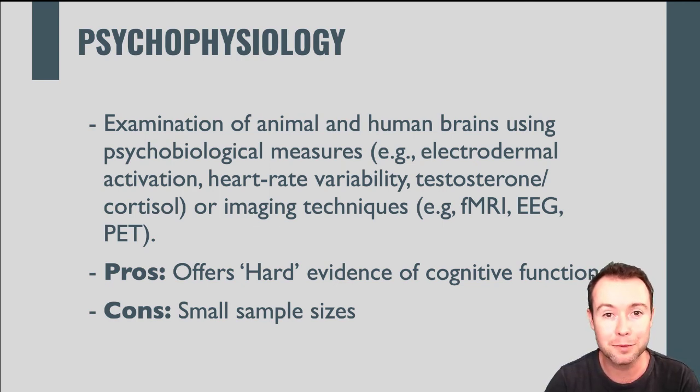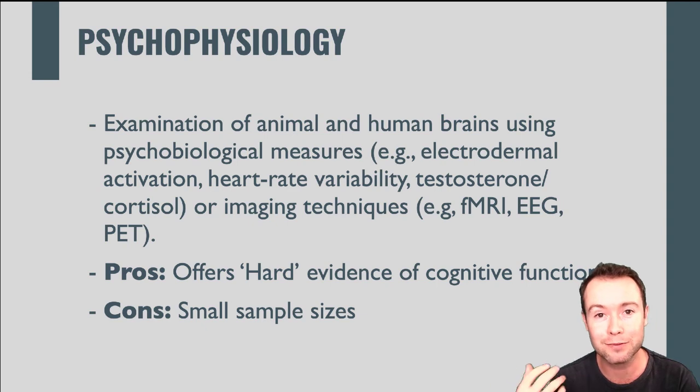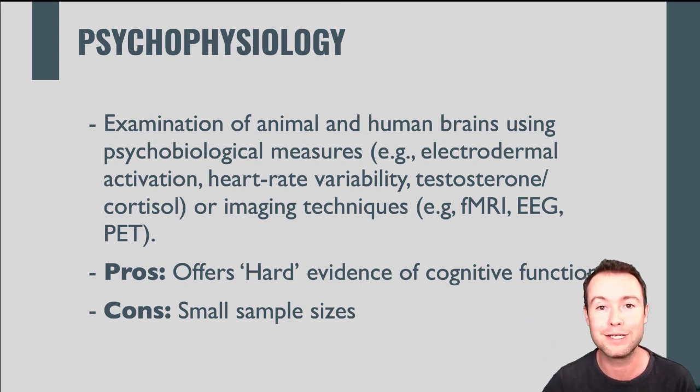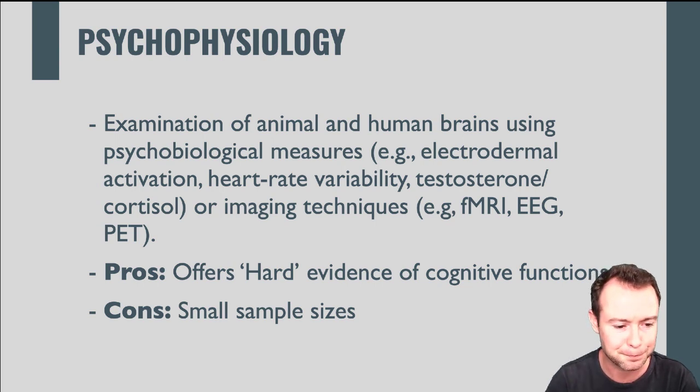Positron emission tomography and fMRI are both different techniques that can allow us to understand which regions of the brain are active while somebody is performing a task. So it's been really useful for understanding and localizing which regions of the brain are responsible for different sorts of cognitive tasks and cognitive processes.